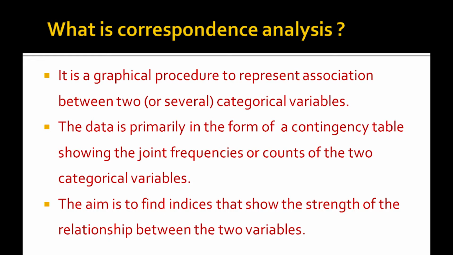The data usually is in the form of a contingency table which shows the joint frequencies or the counts of the two categorical variables. And the aim is to find indices that show the strength of the relationship between these two categorical variables. So it's primarily the association between the two categorical variables that we'll be looking at.